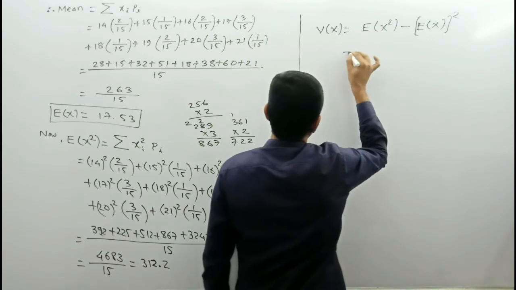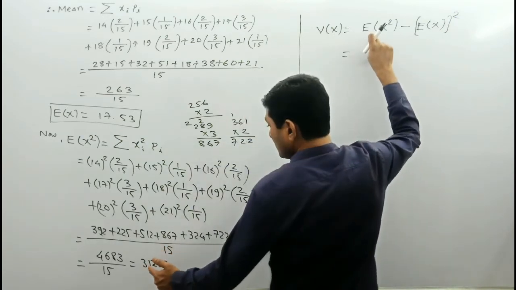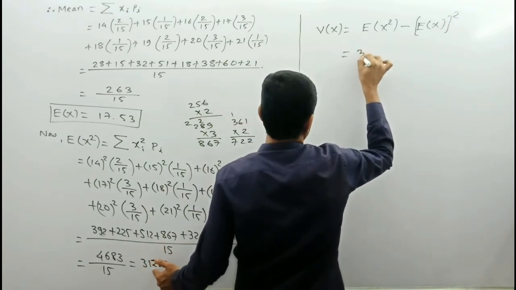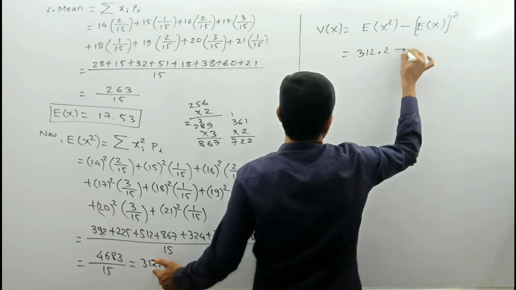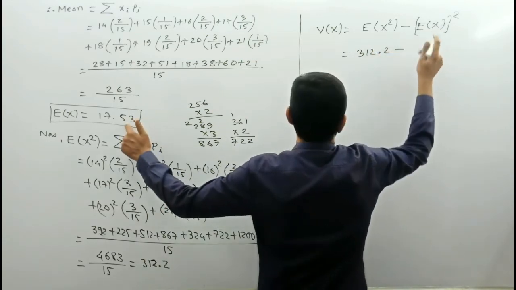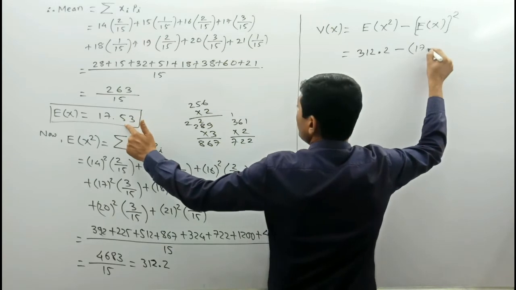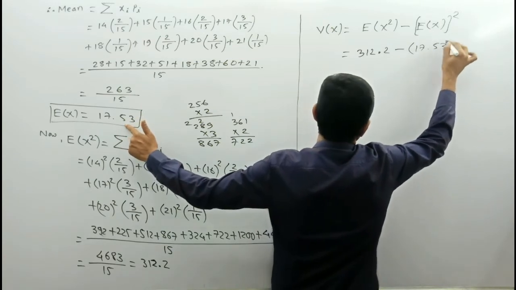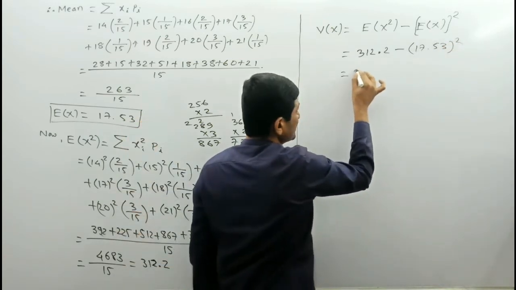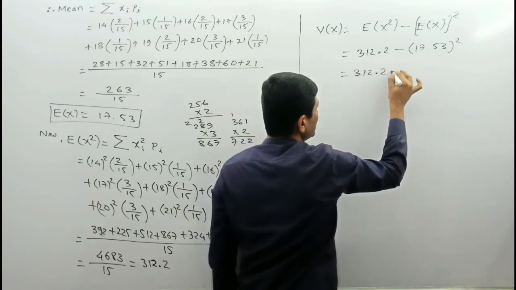Now the remaining part is just to substitute the values. What is the value of E of x square? That is 312.2 minus E of x. We have got the value of E of x, that is 17.53. Keep this square as it is. Keep the first number 312.2 as it is, minus.